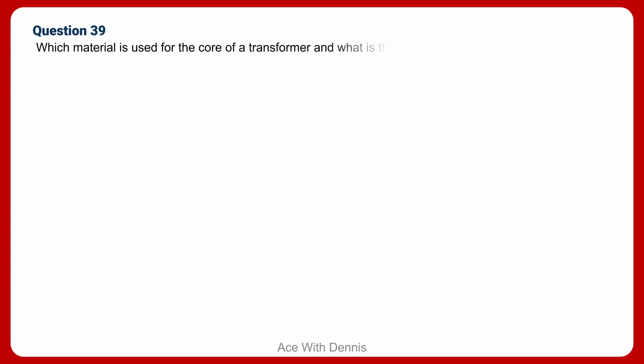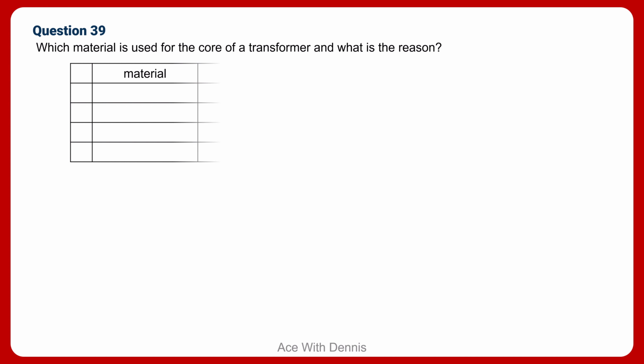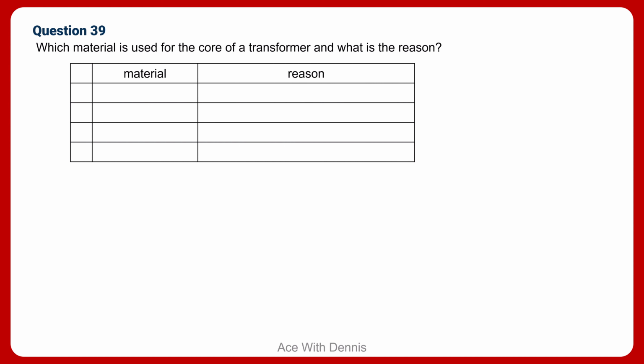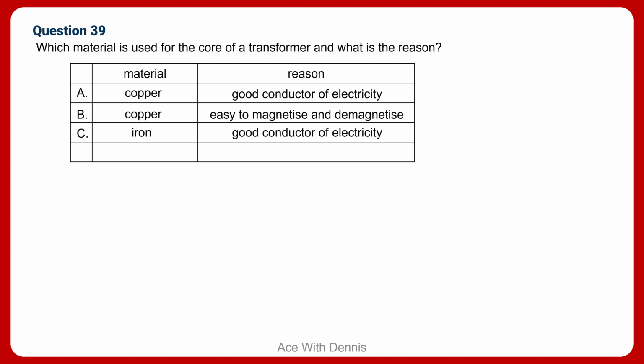Question 39. Which material is used for the core of a transformer and what is the reason? Here are the options. Option A, the material is copper because it is a good conductor of electricity. Or option B, the material is copper because it is easy to magnetize and demagnetize. Option C, the material is iron because it is a good conductor of electricity. Or option D, the material is iron because it is easy to magnetize and demagnetize.